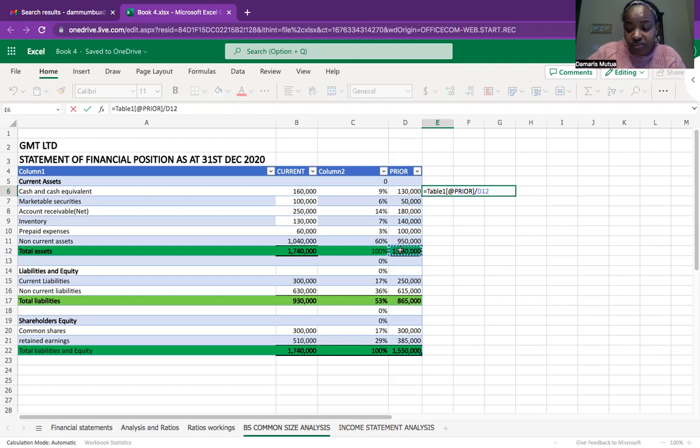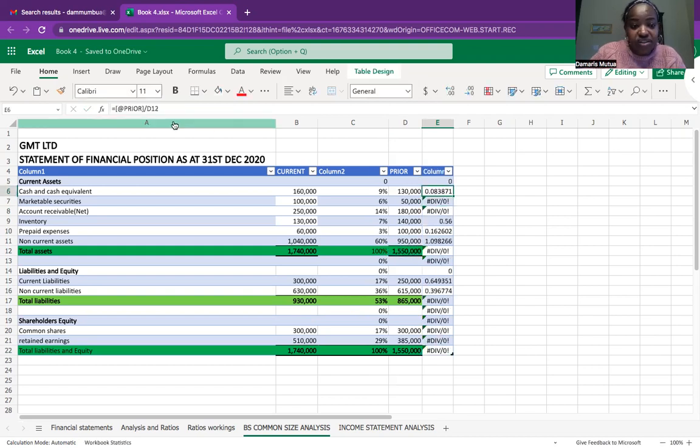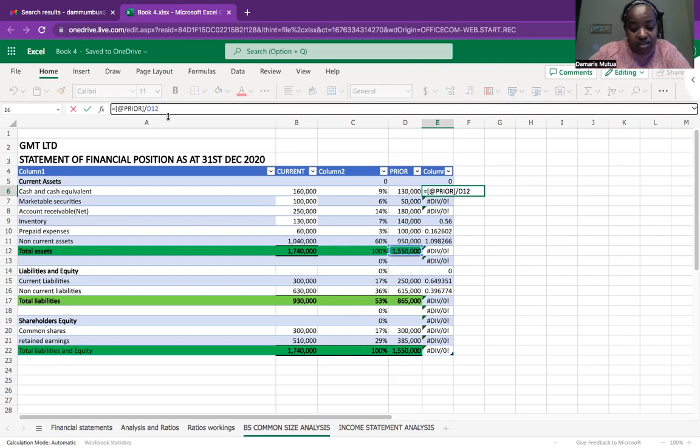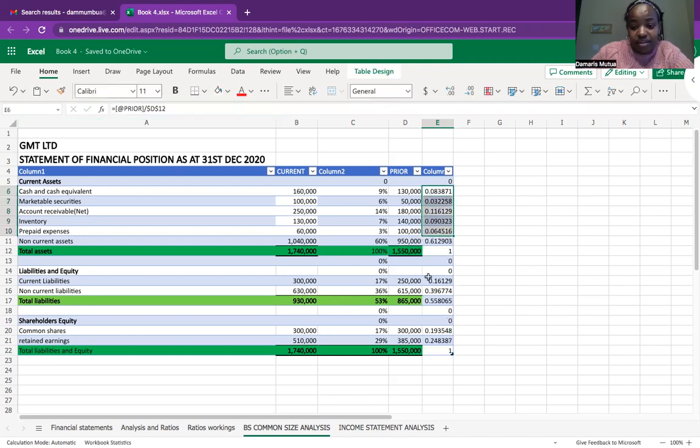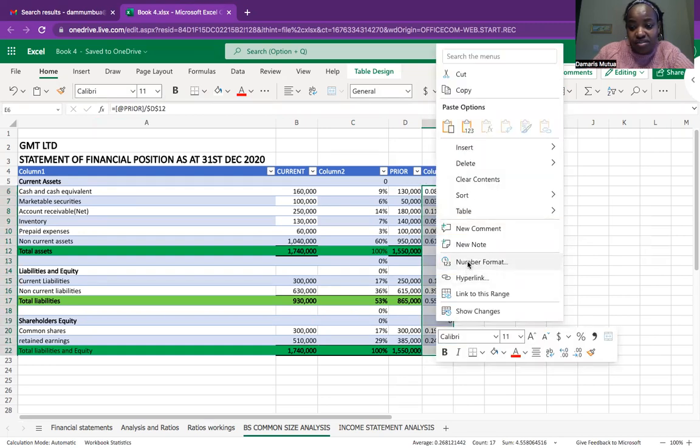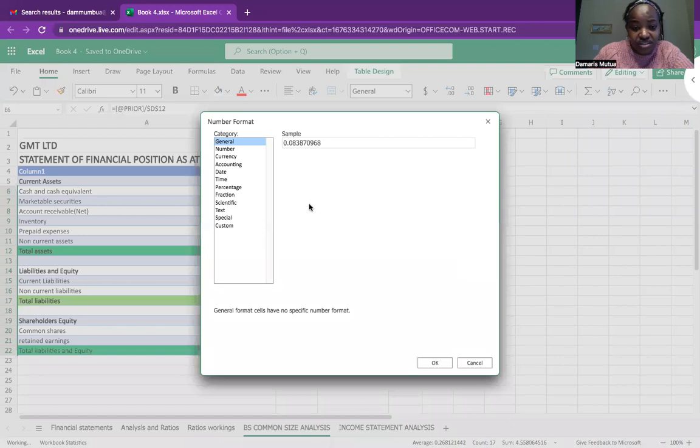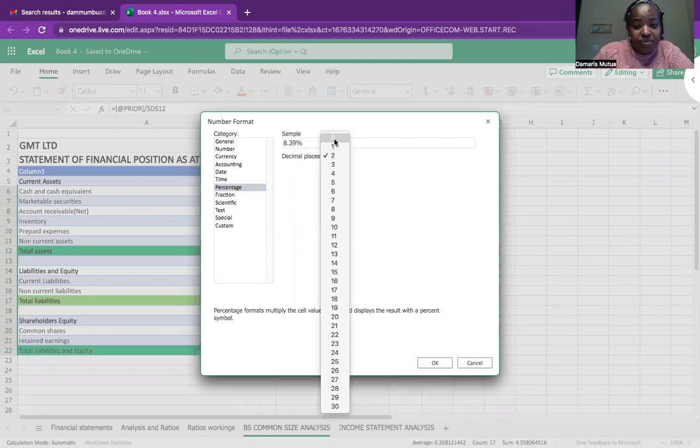Here's a percentage of the total sales. I need to fix this, so you fix it by adding a dollar sign. Then I need to see these as percentages, so I'm going to change the number format into percentages. And I want this to be 0.0%.